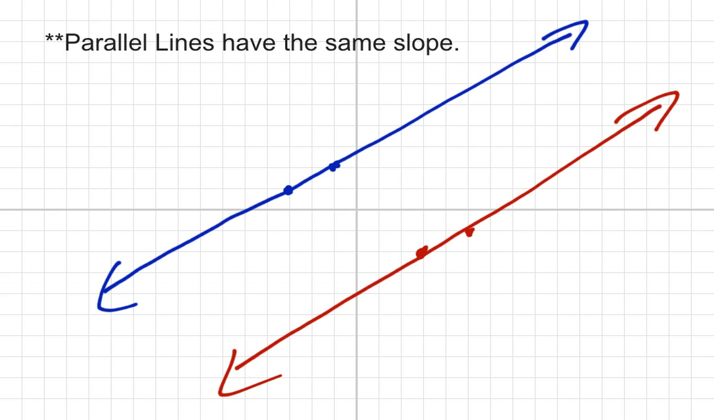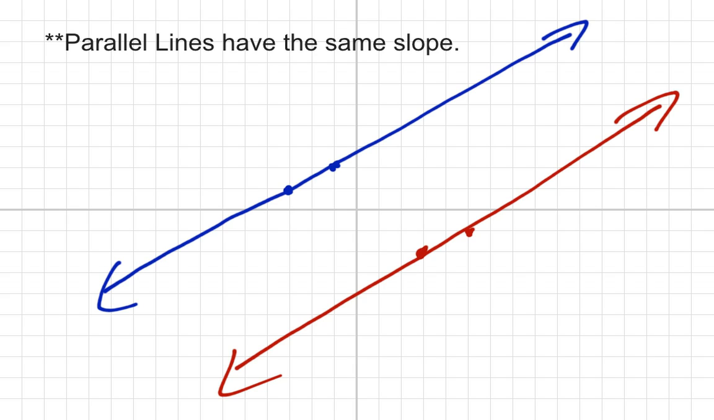Next problem here. Okay, parallel lines. Little rule about parallel lines. If I have two parallel lines like the two shown here, the blue line and the red line, our rule says parallel lines have the same slope. Okay, so these are parallel lines. Parallel lines are two lines that will never, ever, ever cross each other.